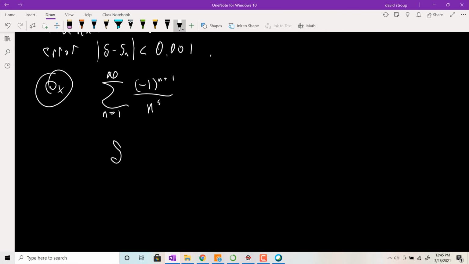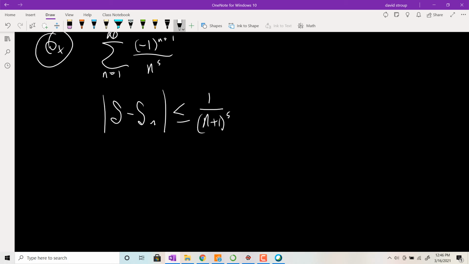So we want S minus S sub n to be less than 0.001. We know that S minus S sub n is less than or equal to A sub n plus 1, where A sub n is the portion without the -1 part. So you take 1 over n to the 5th and replace n with n plus 1. You get 1 over (n plus 1) to the 5th, and you need to make sure that this is less than 0.001. Usually this is just trial and error.